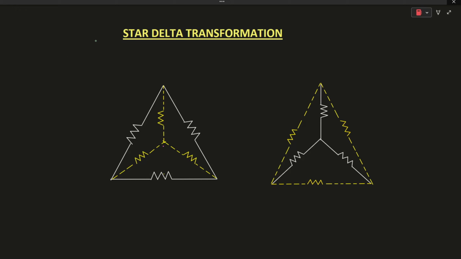In this tutorial, we are going to learn about star delta transformation. So what is star delta transformation? It is basically a technique that is used to simplify three-phase electrical circuits. In this technique, we convert a three-phase star connected system into a delta connected system, or you can say vice versa.